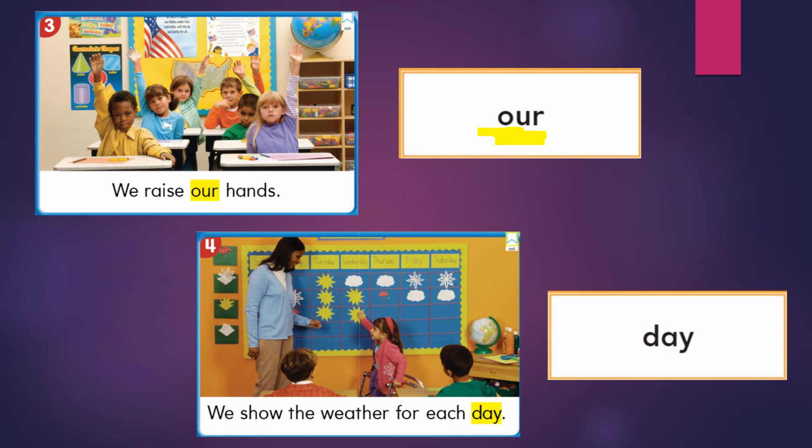So let's look at our sentence. We raise our hands. All right, so you see all the kids are raising theirs. Now, if it was just one, they would say, I raise my hand. But since it's a group of them, they use the word our. Just like the school you attend, we could say, our school is named Hope Academy.